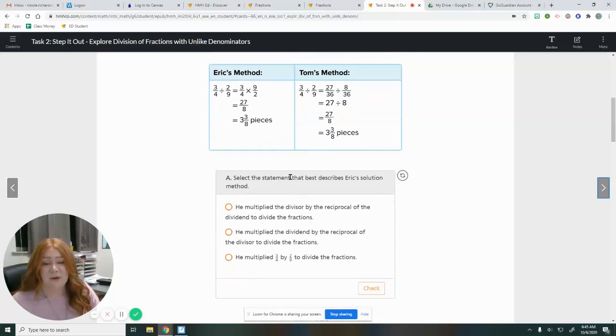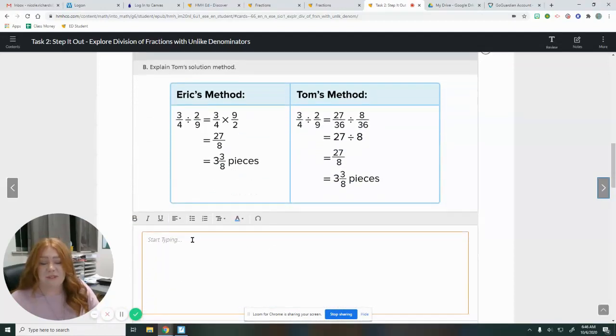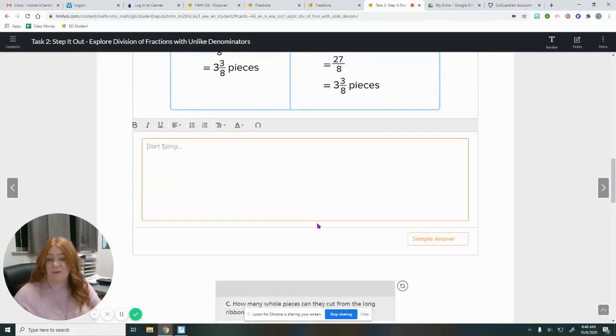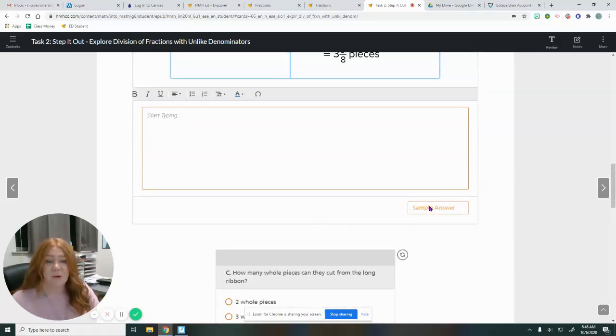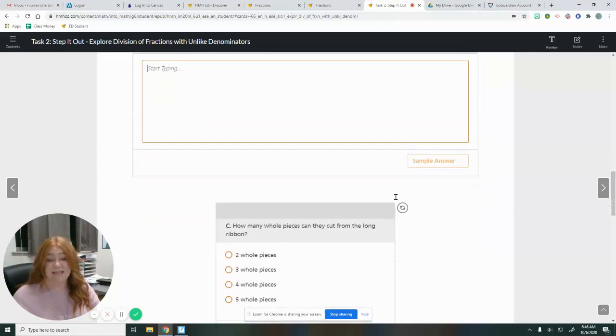So here, you're going to tell me the best thing that describes Eric's solution. So think about what Eric did and see if you can find that answer here. Now I want you to explain to me what Tom did. So tell me this first part, what is 3/4 divided by 2/9? Where did that come from? Where did this second part come from? Where did this come from? So each step, just tell me step by step, what did he do to solve that problem? You're welcome to check and look at this sample answer, but please don't just copy it. I would love for you to do some thinking by yourself. That's how you're going to learn best.